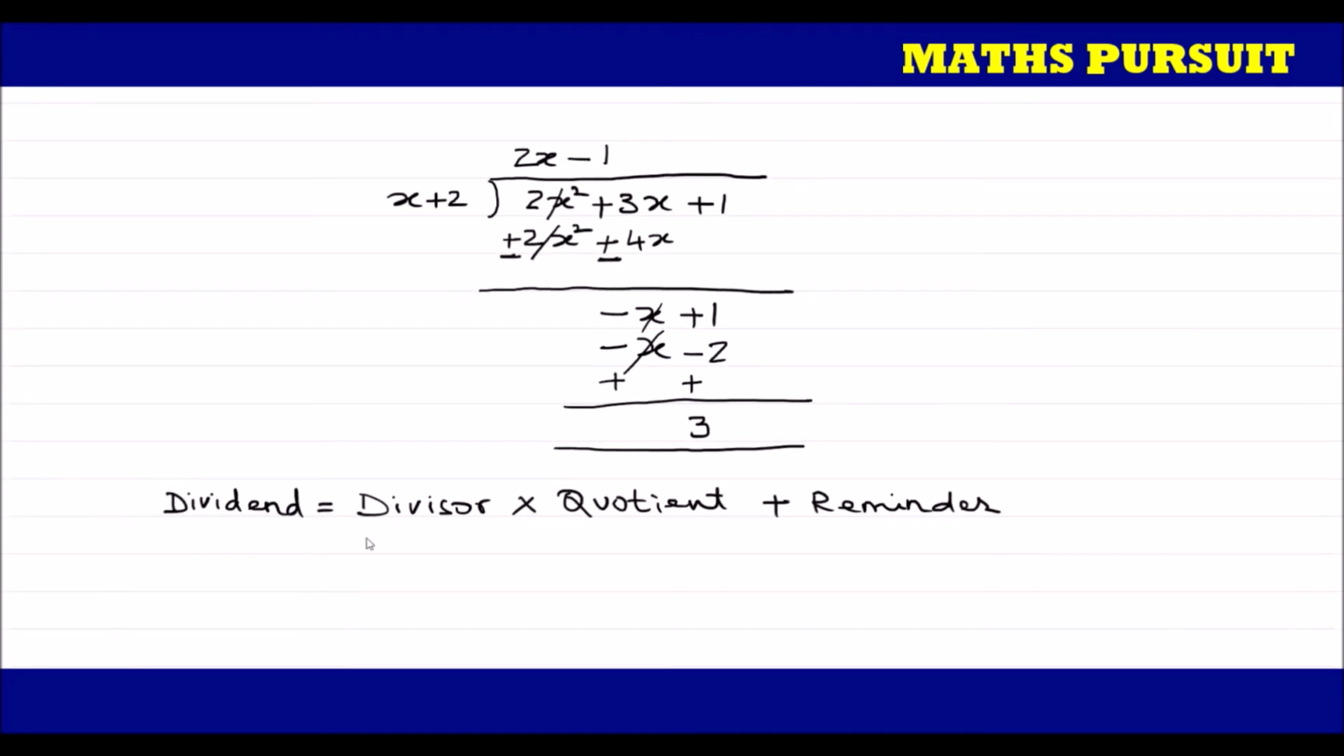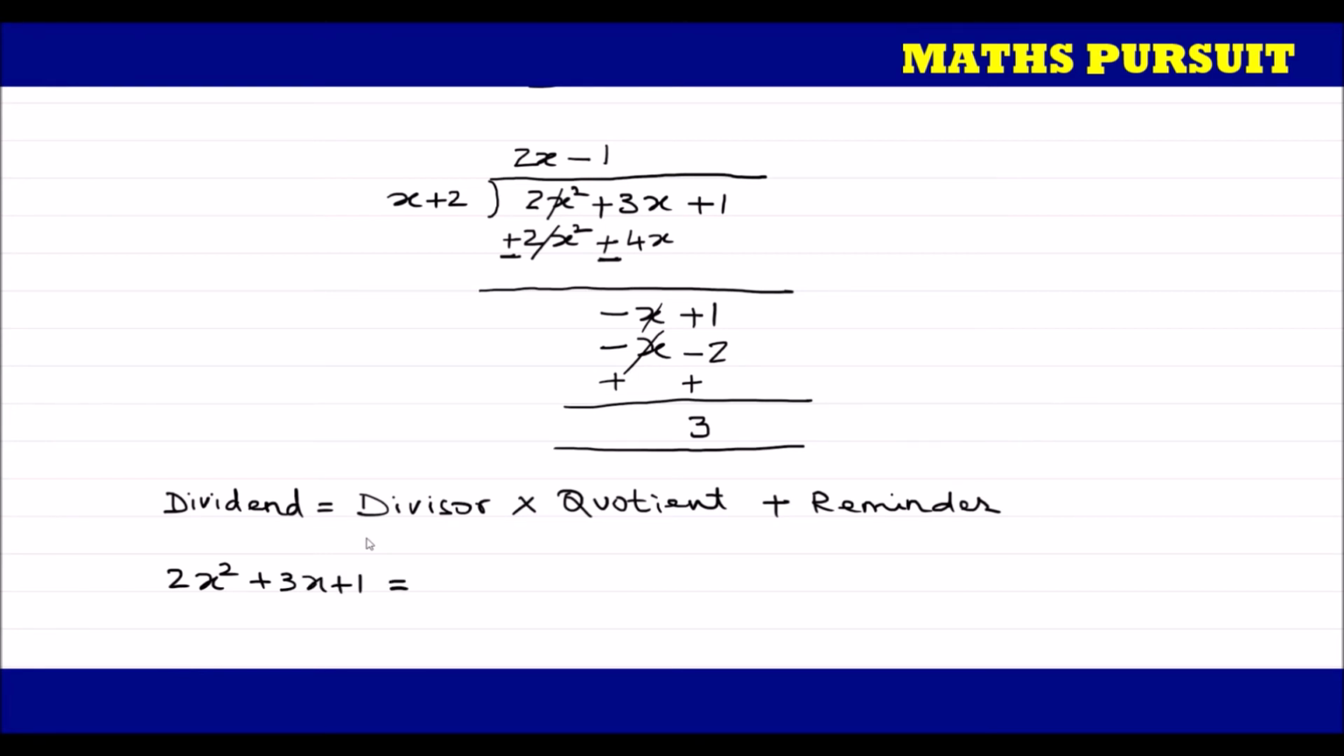So here, what is our dividend? You could see that 2x to the power 2 plus 3x plus 1 is our dividend here. So we need to check if we are getting our dividend correctly or not. Let me also write the dividend here. So our dividend 2x to the power 2 plus 3x plus 1 is equal to divisor.